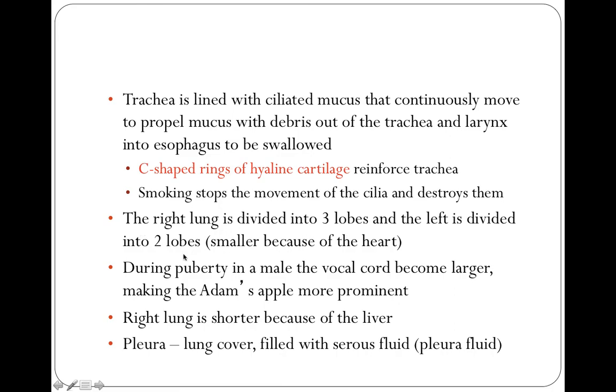Right lung divided into 3, left lung into 2, and it is smaller because of the heart. We looked at that. Big statement here. During puberty, in a male, the vocal cords are going to become larger, making the Adam's apple stick out. That's why males' Adam's apple stick out, because the vocal cords are larger. Right lung is going to be a little bit shorter because the liver is going to take up some of that place. And then we've got the pleura covering the lung, and then we've got the pleural fluid in there also.